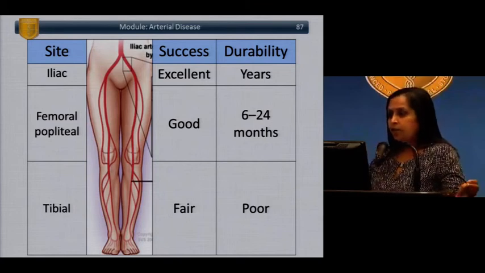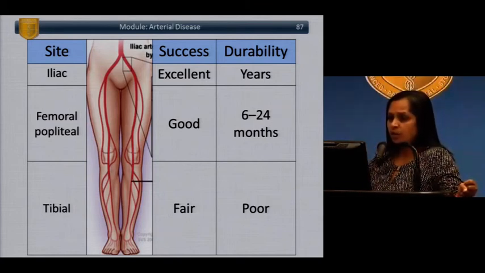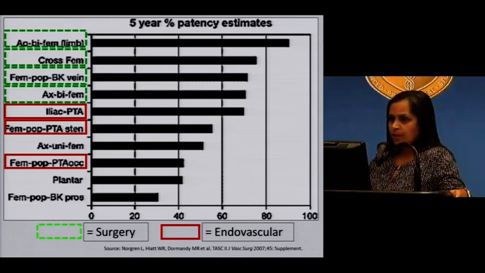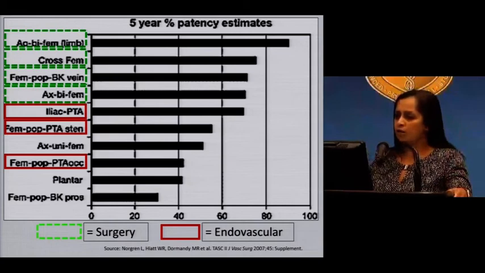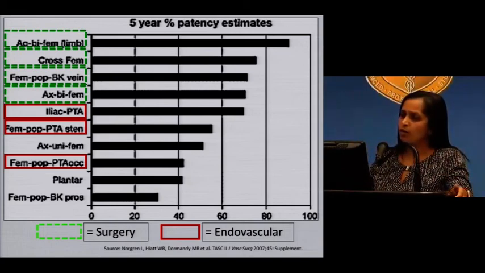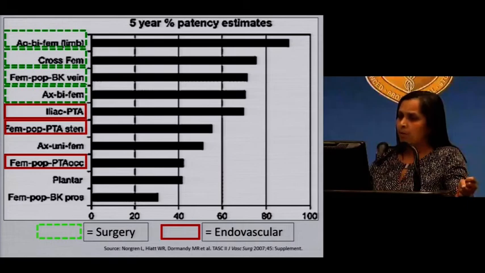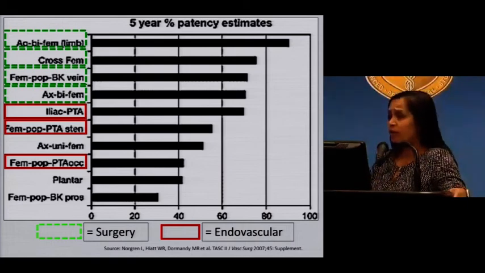In terms of durability of endovascular treatment, as we talked about, it works very well for more proximal disease and works not as well for distal disease. And again, these are patency estimates from different locations of endovascular treatment shown in red versus surgical treatment shown in green. Overall, the patencies for more proximal disease, although still better for an aortofemoral bypass, are acceptable. As we get further distal in the circulation, the patencies of endovascular treatment are not as good.